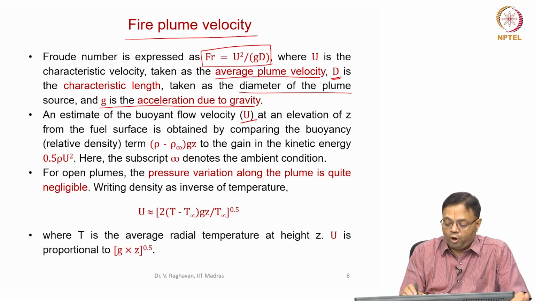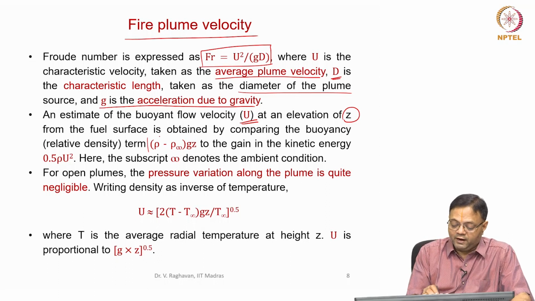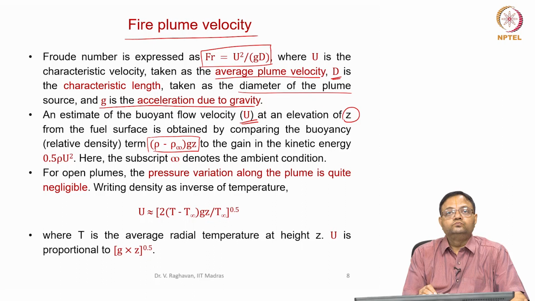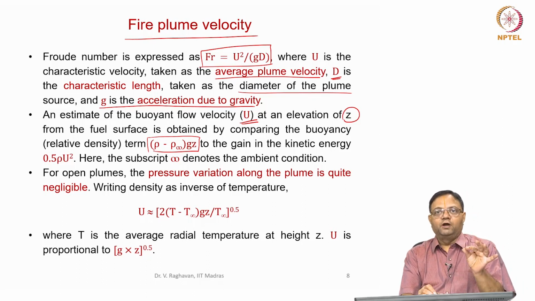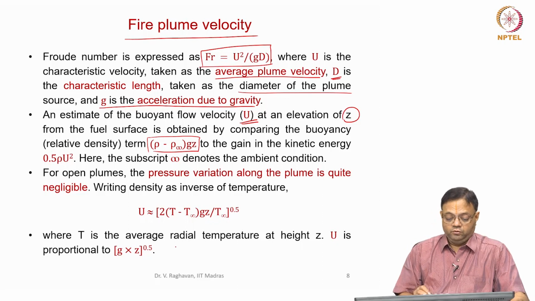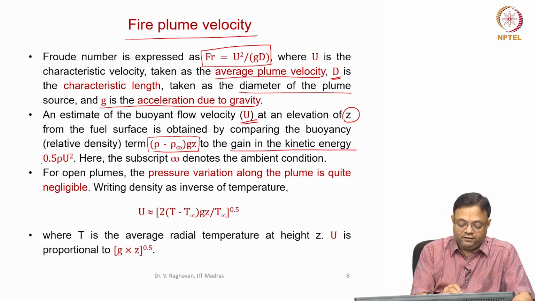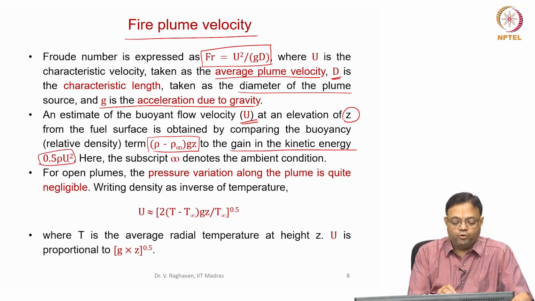Okay, now how to get the buoyant flow velocity? So, we have to take a particular elevation z, and we can say that the buoyancy force at that particular location can be written as rho, where rho is the density of the plume gas minus rho infinity, which is the ambient gas density, into g into z. And due to this, there is a gain in the kinetic energy, half rho u square.